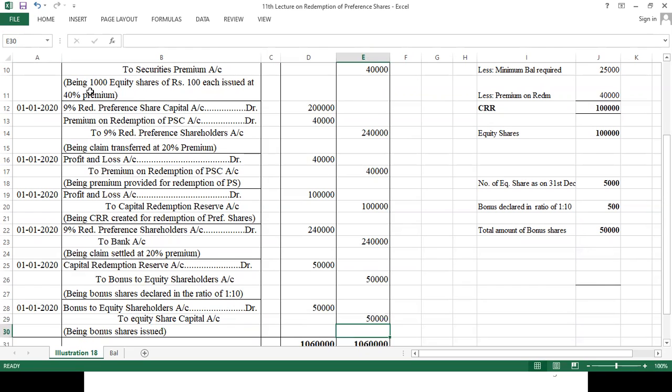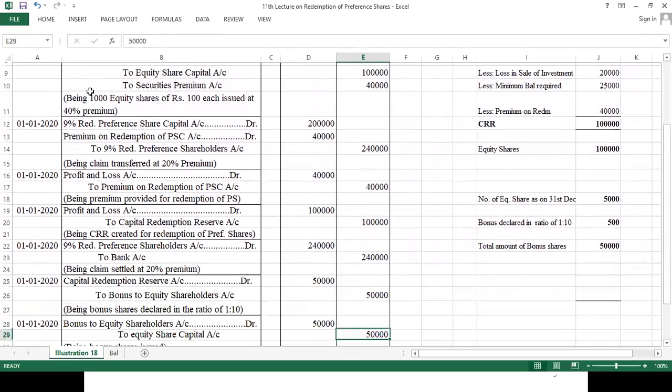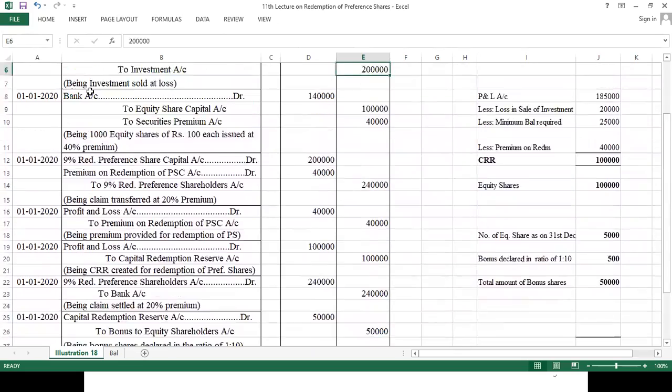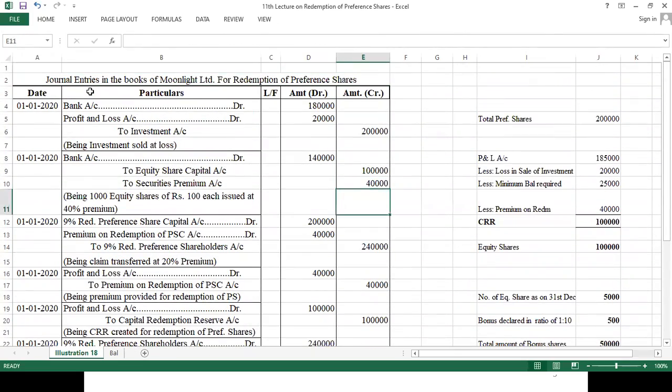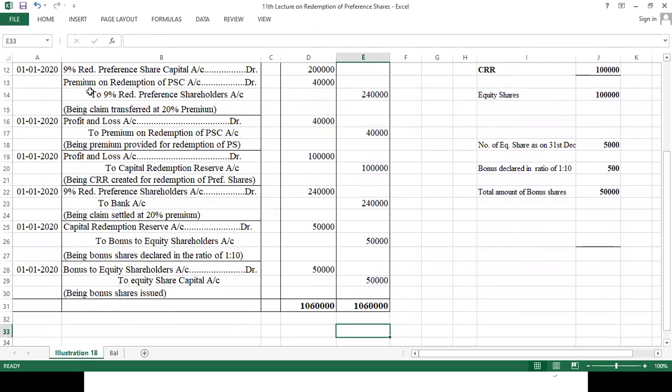So there were total 8 entries in redemption of preference shares. So this total 8 entries will come for 14 to 12 marks between that. Okay. And now we also have to make a balance sheet. So balance marks will be adjusted in balance sheet. Let's see the balance sheet.